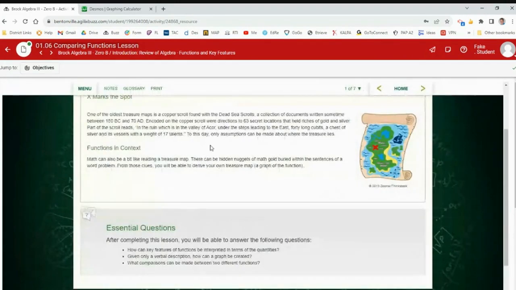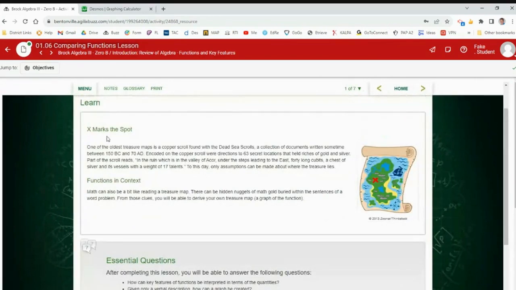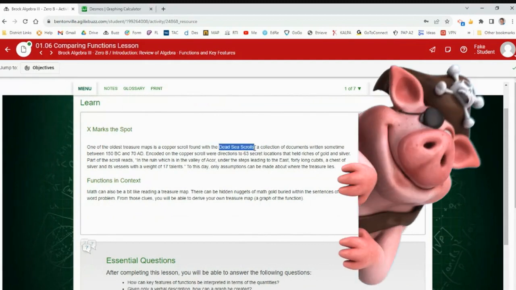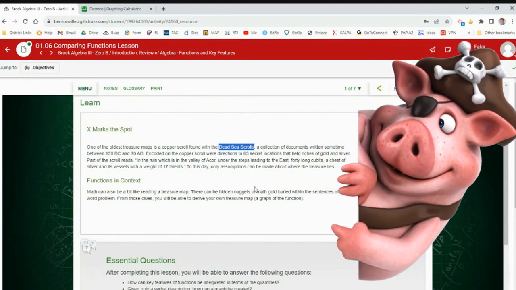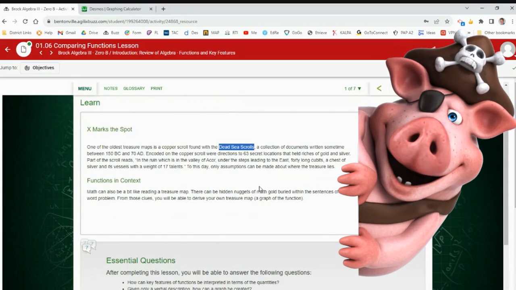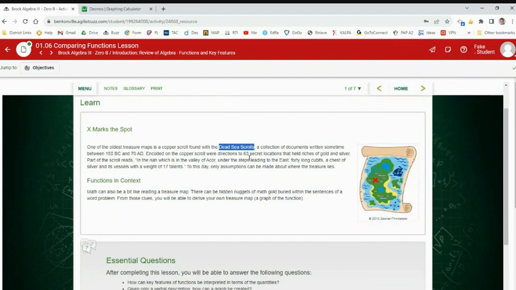So I won't read all this. Well, no, let's go ahead and read this. X marks the spot. Looks like it's kind of an interesting thing. One of the oldest treasure maps is a copper scroll that was found with the Dead Sea Scrolls. All right, the Dead Sea Scrolls were found back in the 70s. So we have an actual treasure map 50 years old there. Well, a couple thousand years old, but a collection of documents written sometime between 150 BC and 70 AD, when these Dead Sea Scrolls were written. So this treasure map was found with them, so it's got to be at least the same age.